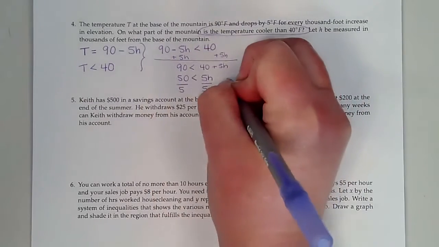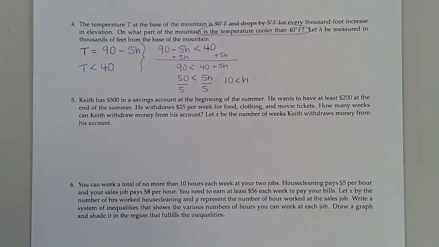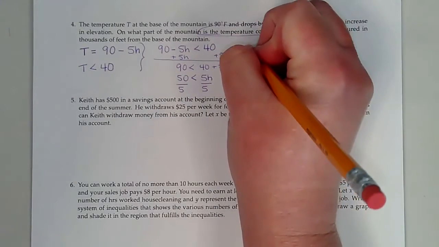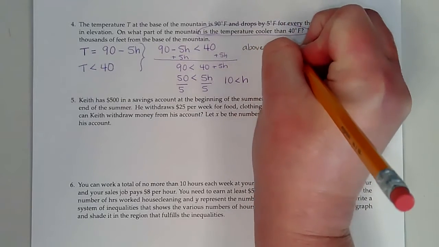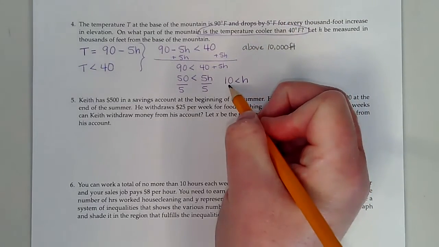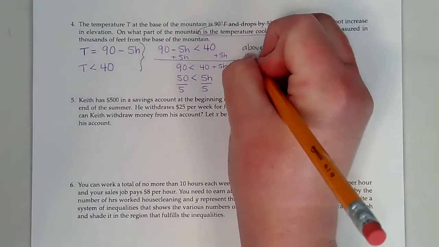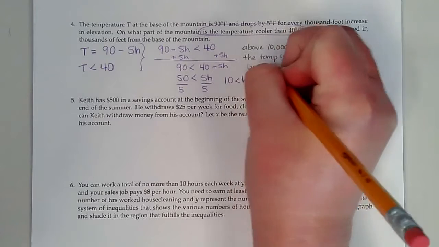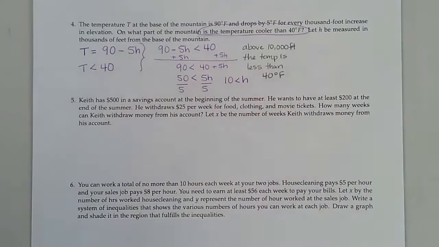So what that tells me is that H is greater than 10. If I was looking for an interpretation of this, it would be something like above 10,000 feet, because that would be 10 times that 1,000. So above 10,000 feet, the temp is less than 40 degrees. That would be an interpretation of what's going on.